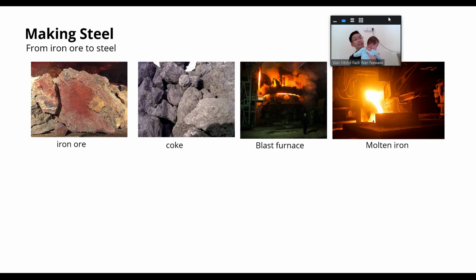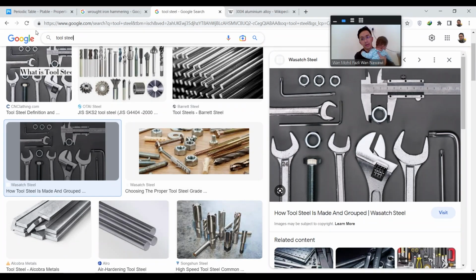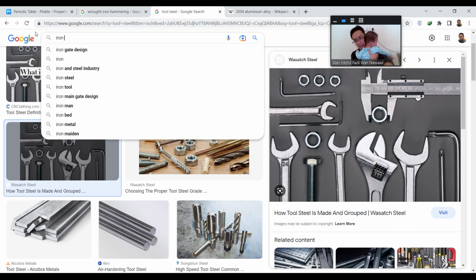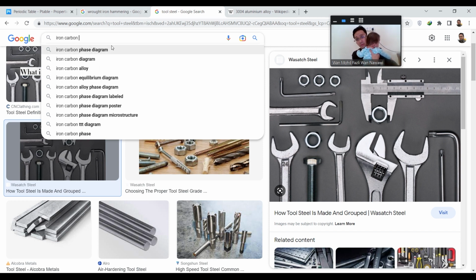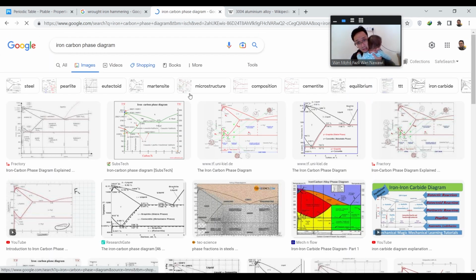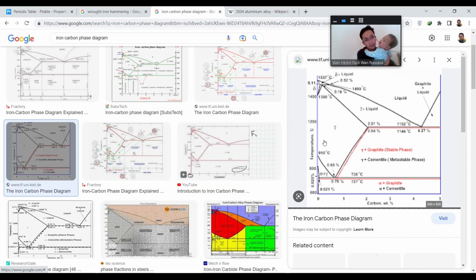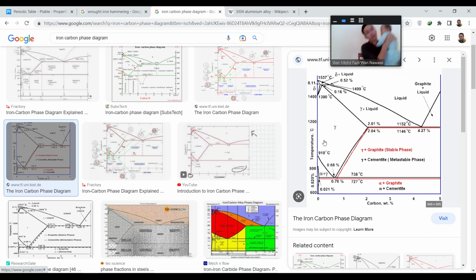In this molten iron, one thing that's important that you should know is, if I draw here iron, carbon, the iron carbon phase diagram. I don't know whether you can see or not. I hope you can see. So this is the iron carbon phase diagram.